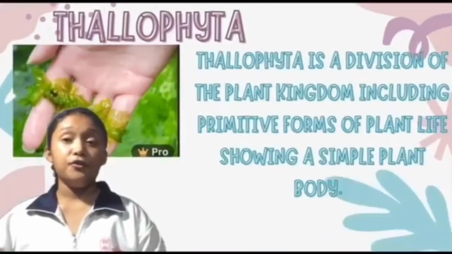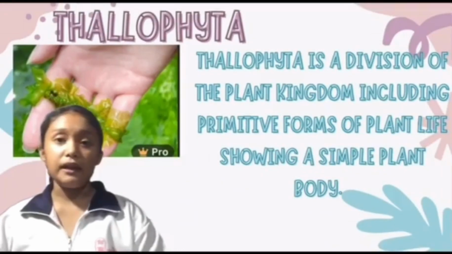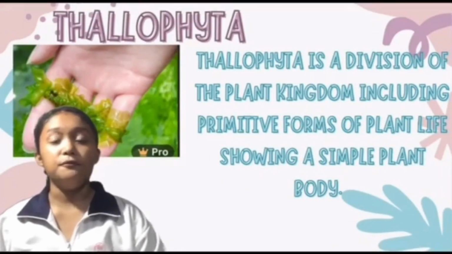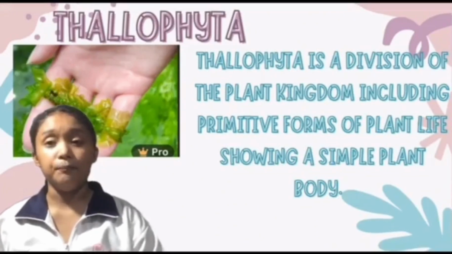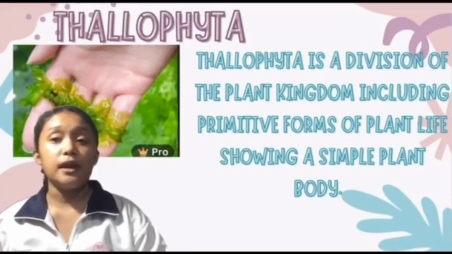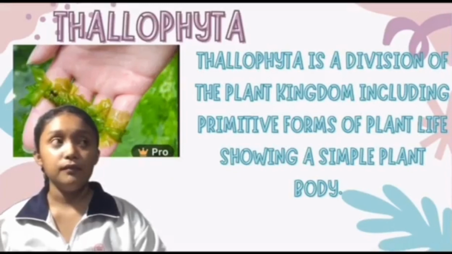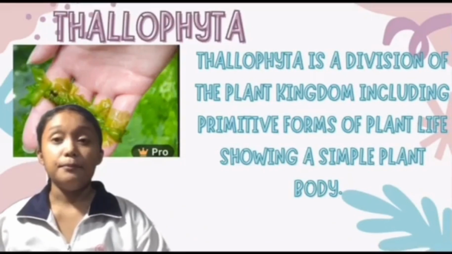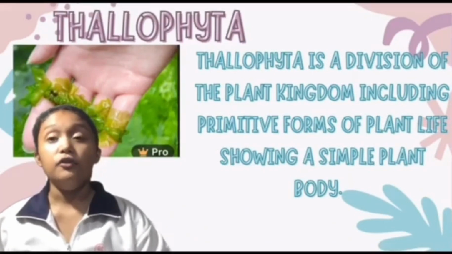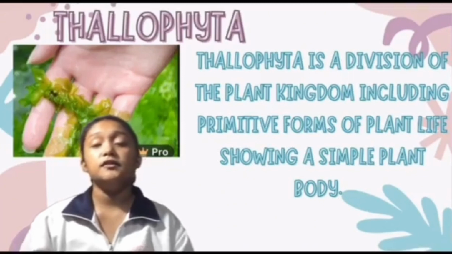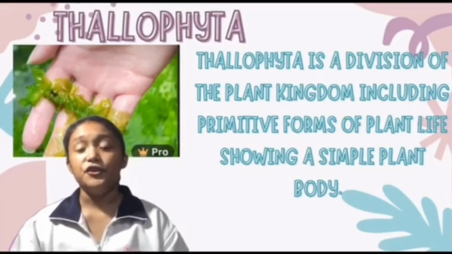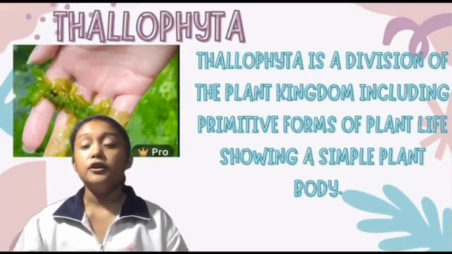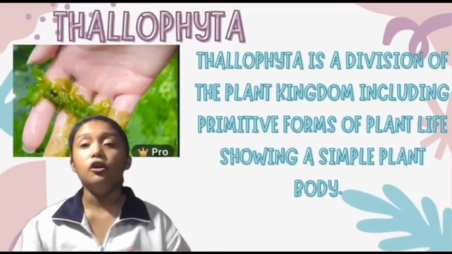So the first example of the phylum of plants is the Thallophyta. Thallophyta is a division of the plant kingdom including primitive forms of plant life showing a simple plant body. They are simple plants without root, stem, or leaves. Example, the ulva, chara, cladophora. So here are the characteristics of the Thallophyta. They lack a fixed body structure such as stem, roots, or leaves. They are found in damp areas and they are autotrophs.